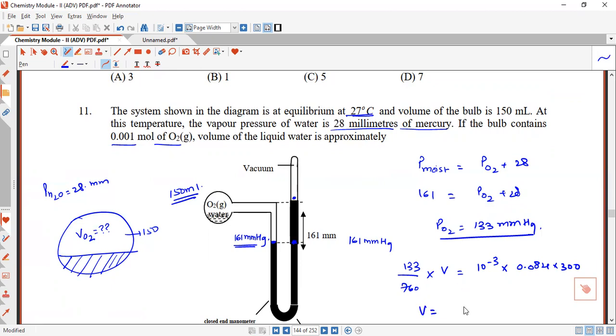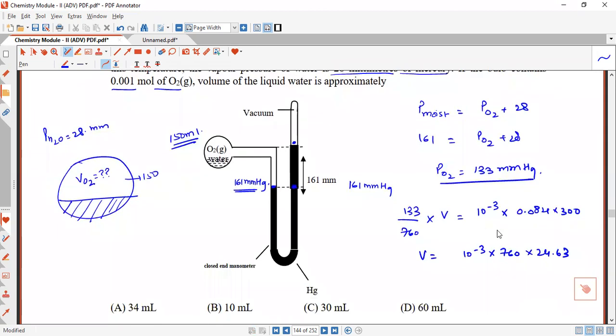We are going to remember this is 24.63. Volume is nothing but 10 to the minus 3, 760 into 24.63 divided by 133. We are going to solve it. इसको solve करो. ये 0.76 हो जाएगा और इसका इससे मल्टीप्लाई करेंगे. इसको एक बार सॉल्व करो तो आई थिंक ये 0.14 लीटर आएगा. वॉल्यूम इज गोइंग टू बी 140 ml. और देन यू कैन से कि कितना वॉल्यूम अवेलेबल हो गया. 150 minus 140 that is 10 ml.